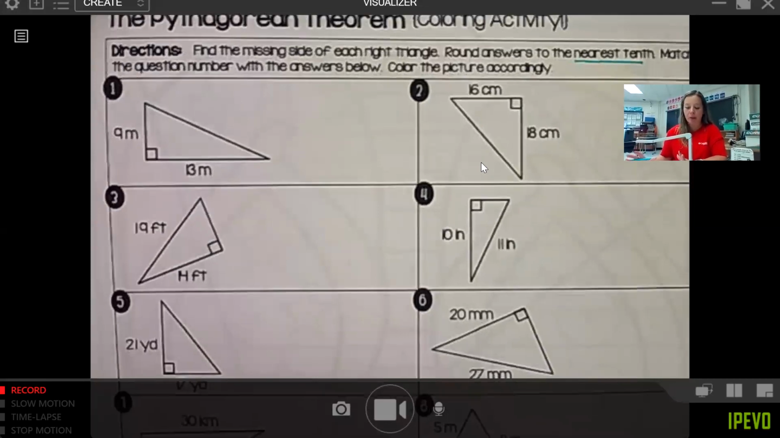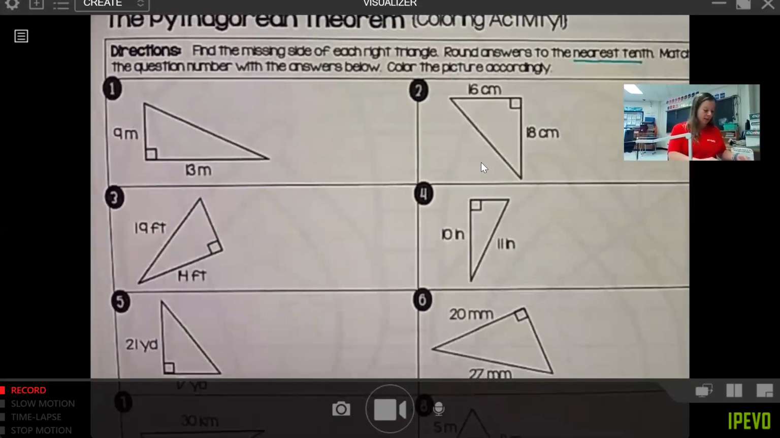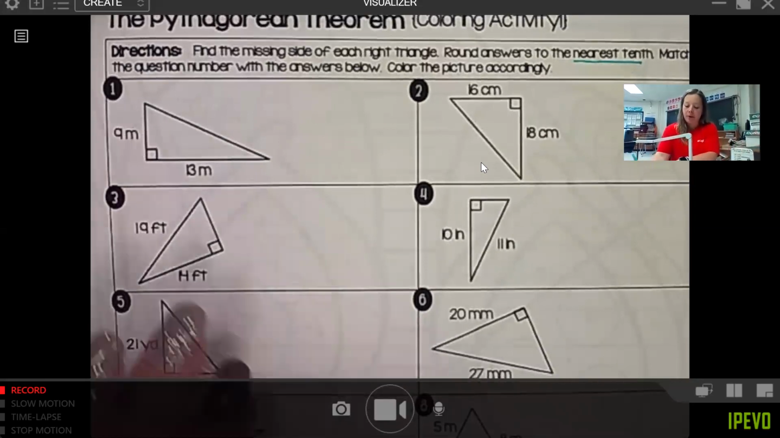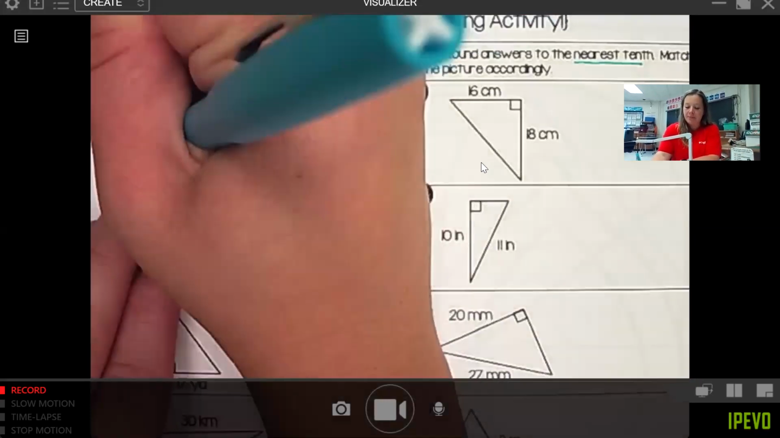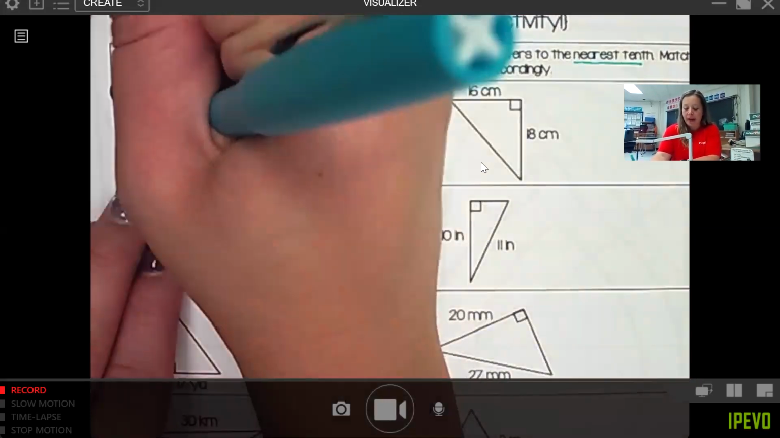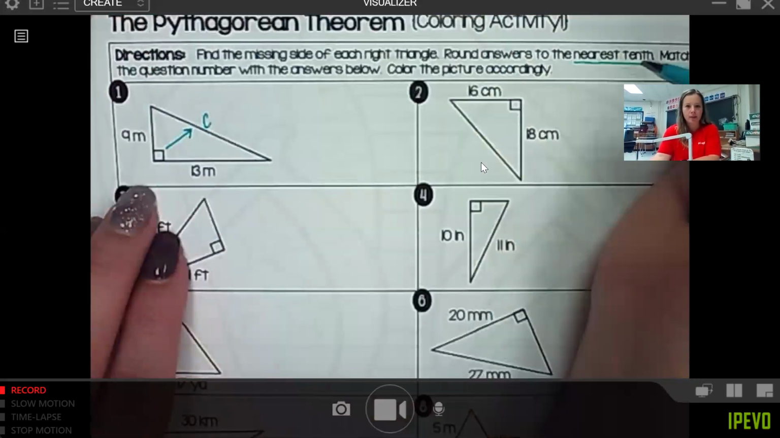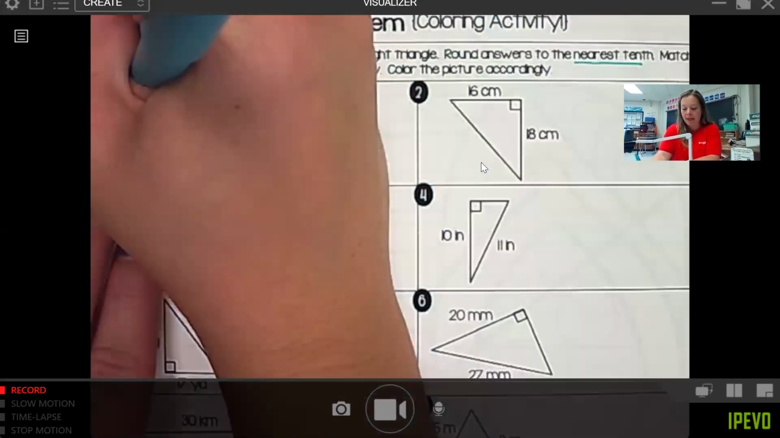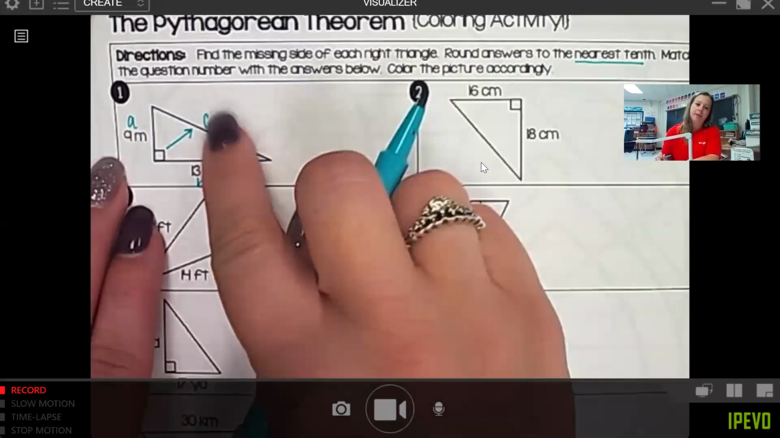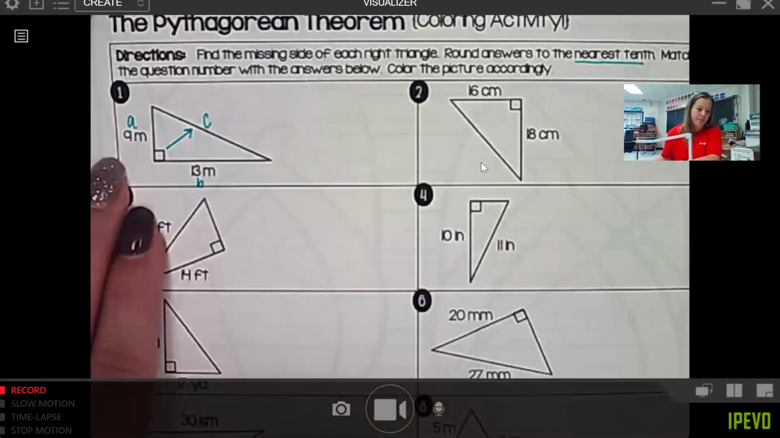Now, not all of them are going to be solving for C. Some of them you will solve for legs and not the hypotenuse. So you need to pay close attention to what the problem is asking you to solve for when you're labeling your triangles. Number 1 gives us both legs, and we are solving for the hypotenuse. So I have side A and side B. I'm looking for side C. Solve using the Pythagorean theorem.